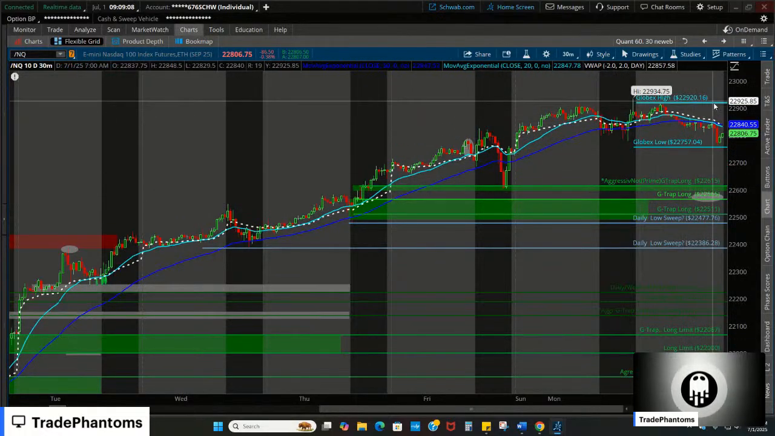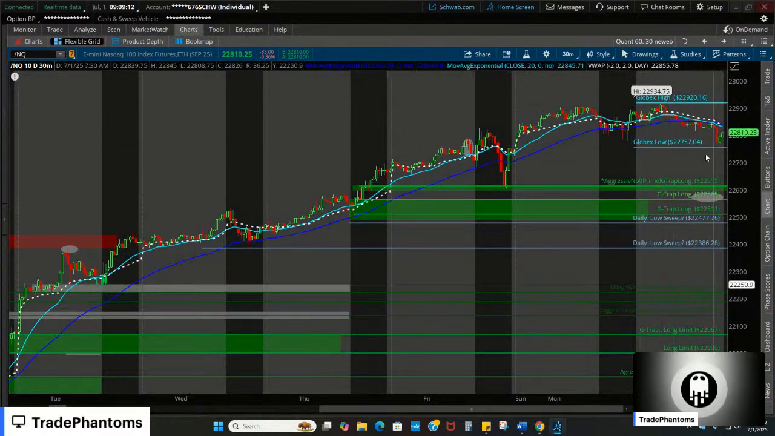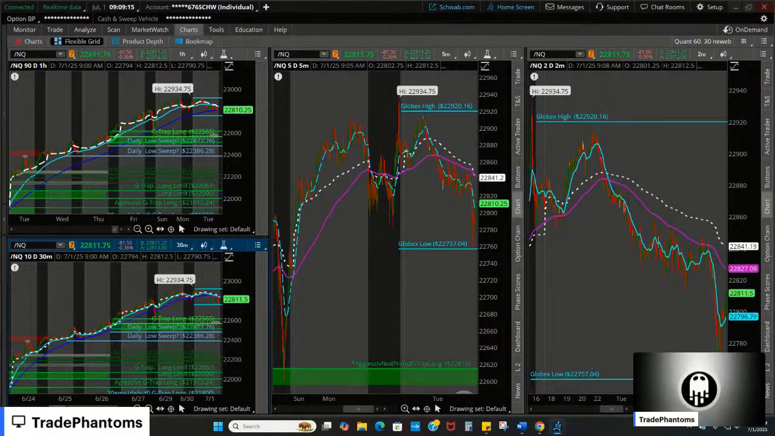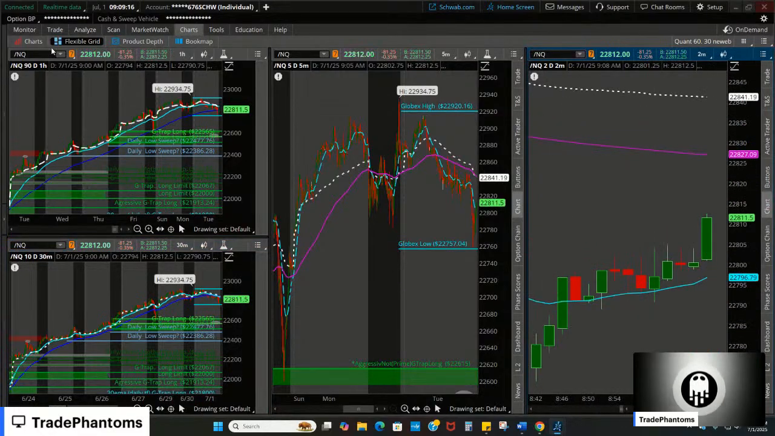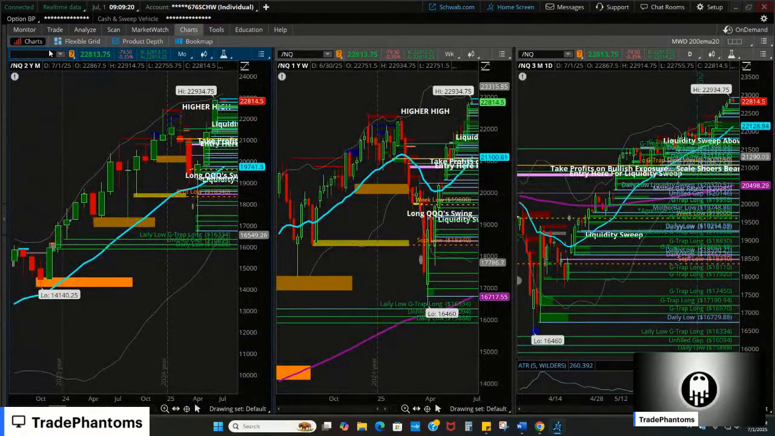NASDAQ futures again, tough one to short. And of course, there's going to be a bigger fade lower at some point, but tough one there. All right, I'll go over gold futures really briefly, check out the VIX and go through some other tickers as well.